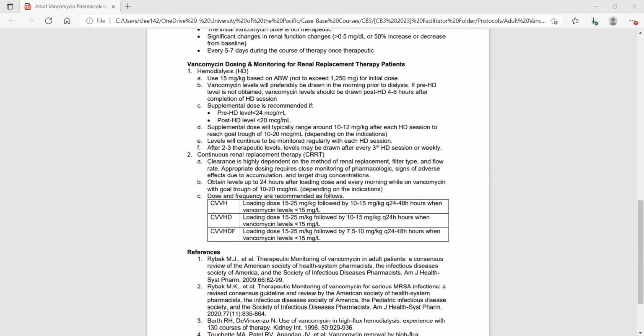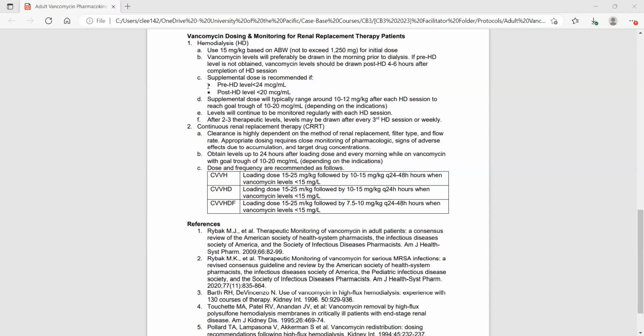So once you get levels, adjust the dose, you get another level with each hemodialysis session, and basically you continue to do that until 2 therapeutic levels, and then you can continue to do it every third hemodialysis session or weekly, essentially. That's for hemodialysis when they're getting intermittent clearance.